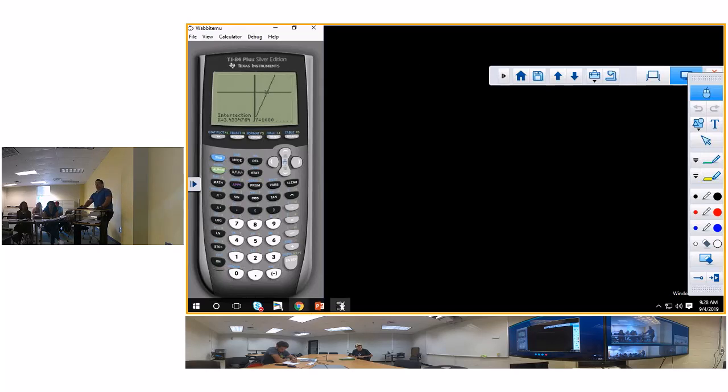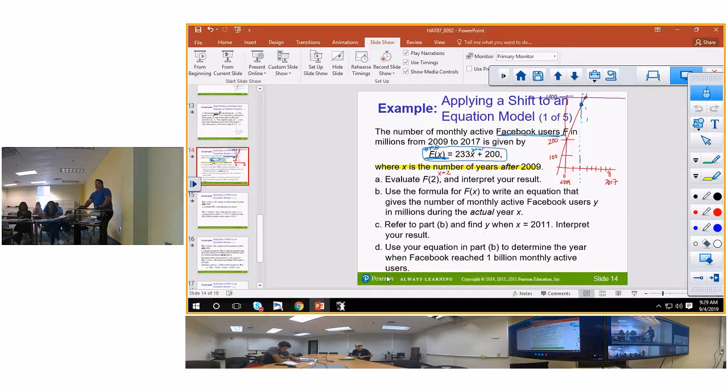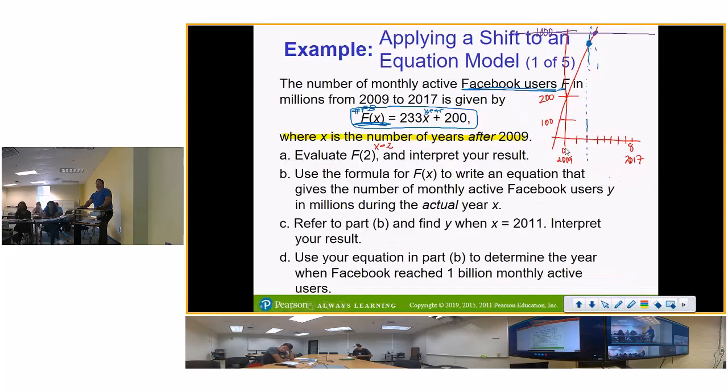So, should everybody know how to do that on your calculator? Yes. So, that's good. Now let's go back to the whiteboard. I'll go back to the slide. And I don't know what all the other stuff's asking because to me it's kind of redundant. So I'm just going to move on and let's see what they want.